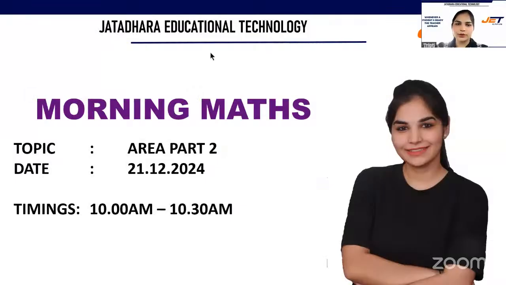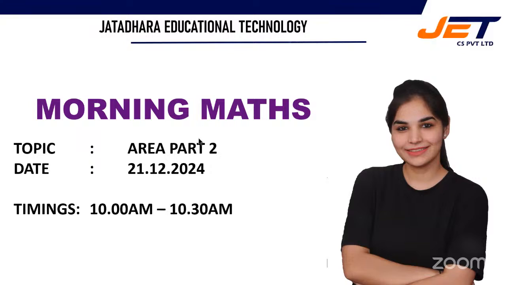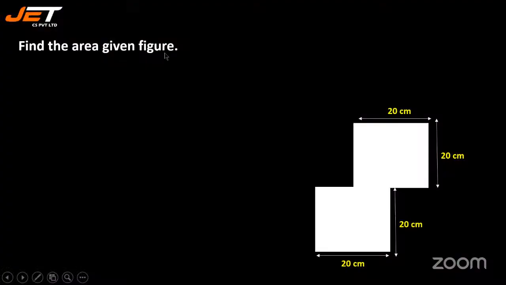As you know, we were doing area and perimeter. Today, we are going to know more about area. So, we can say that this is area part 2. Okay. So, let's see what kind of questions we have in this session. Find the area of the given figure. So this is the given figure.